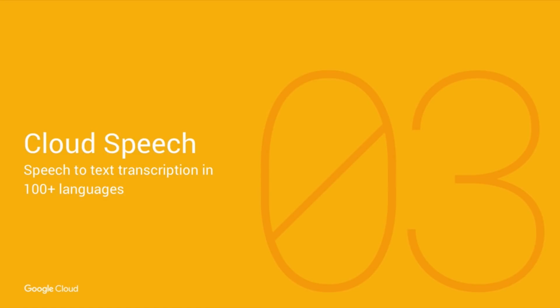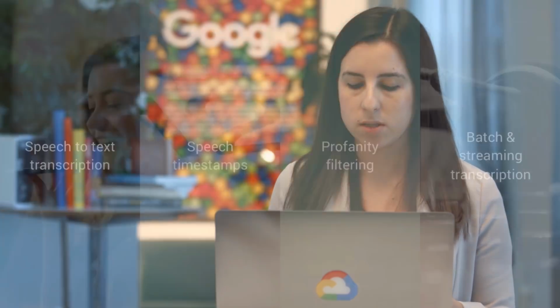So we just saw 2 APIs that help us understand visual content, like images and video. Next, we're going to transition into the understanding section and take a look at some APIs that help us make sense of language. We'll start with Cloud Speech. Cloud Speech is an API that lets us perform speech-to-text transcription in over 100 languages.